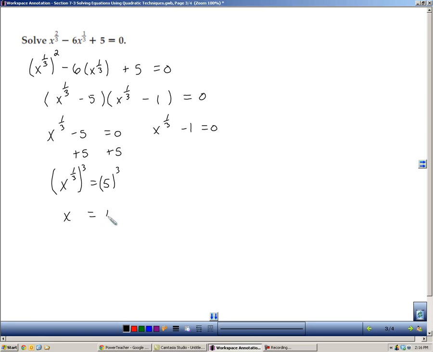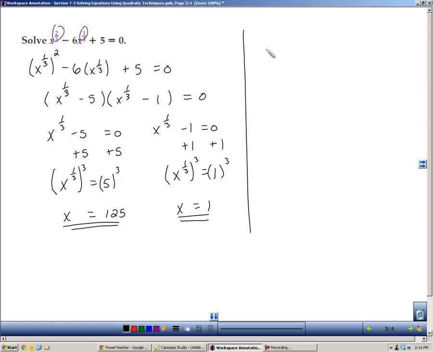And then 5 cubed is 125, so that's one of my solutions. Similarly over here, x to the 1/3 power equals 1. Getting rid of a 1/3 power by cubing it gives me x equals 1. Because fractional exponents are actually radicals, I've got to plug these two back into the original to make sure that they both really do work.